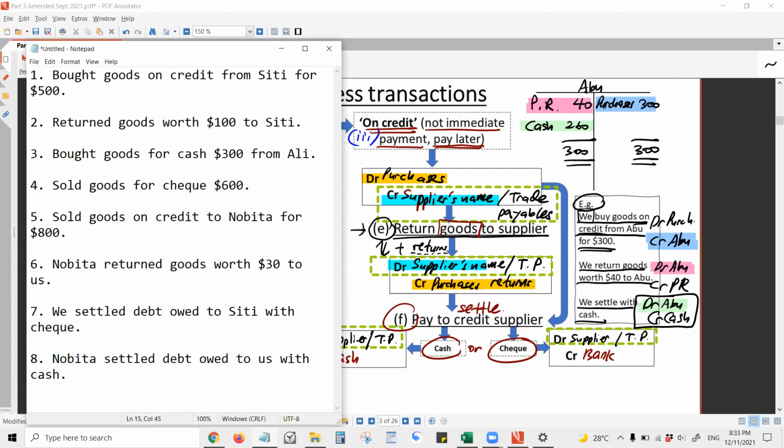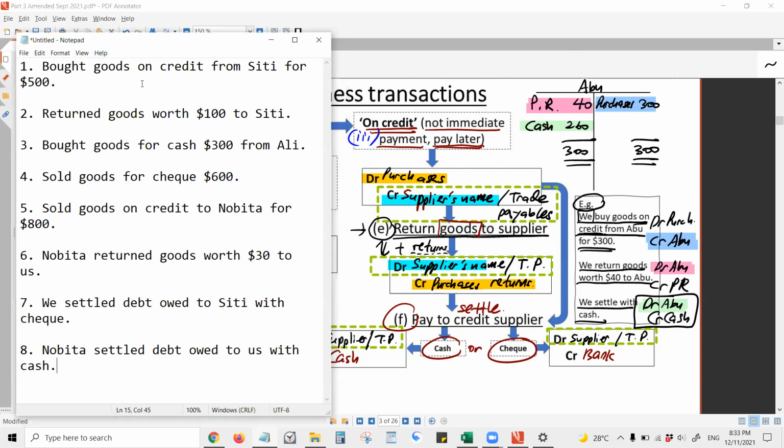Okay, a total of 8 transactions. Whatever you have learned with me on this page of notes can help you to record all these transactions. They are considered really simple, because later on, maybe the next lesson, you will learn things that are more complex, like discounts. When discounts are involved, things would be a bit more complex. So make sure you master this one.